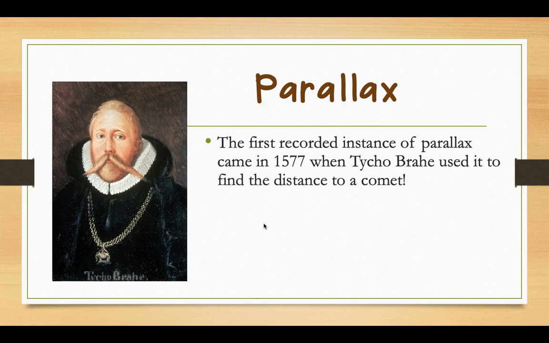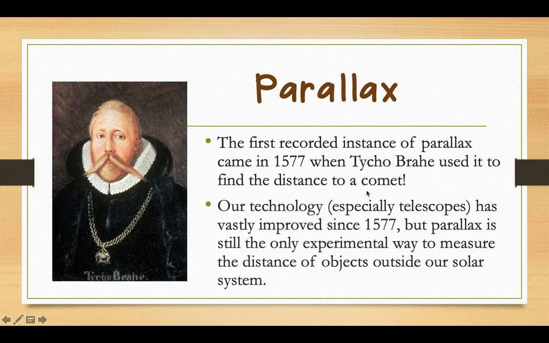Tycho Brahe was one of the first people that at least recorded parallax. Now it's very possible there were ancient people way before that, in different countries, that noticed it. But he was the first one to record it and use this idea of parallax with a distance to a comet. And our technology now, especially telescopes, has gotten so much better. But parallax is still the only experimental way to measure the distance of objects outside our solar system when they're that far away. So the point is that even though we have really good telescopes now, they still can't measure how far away distant galaxies and stars are, because they're just so far away.